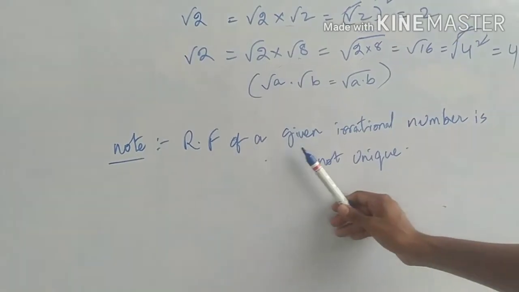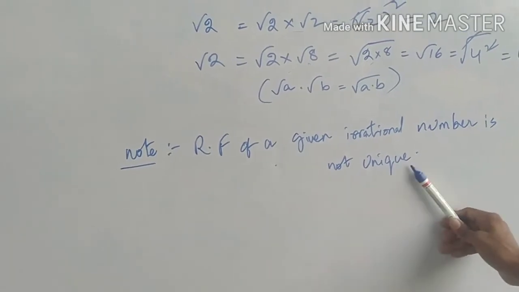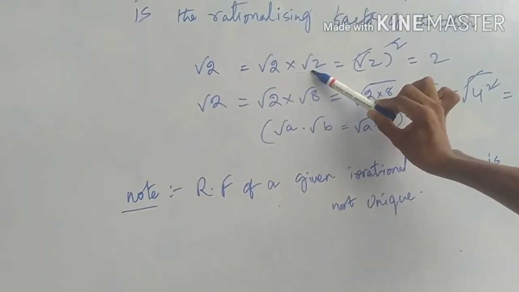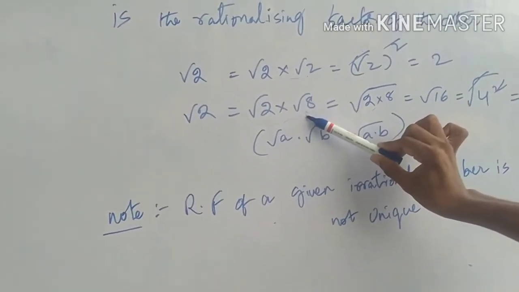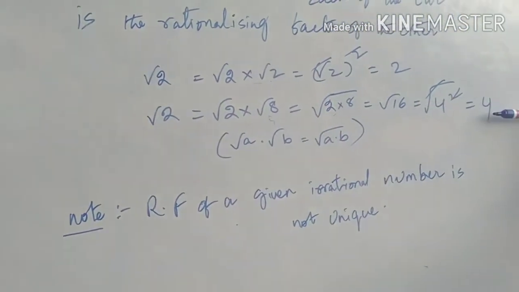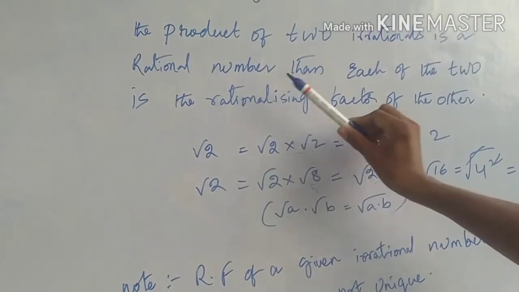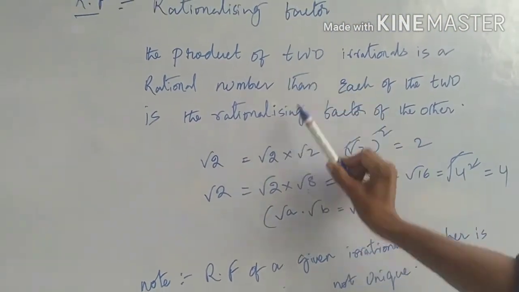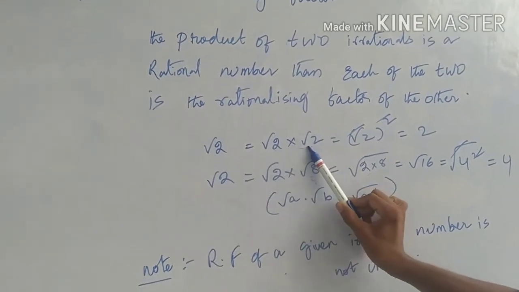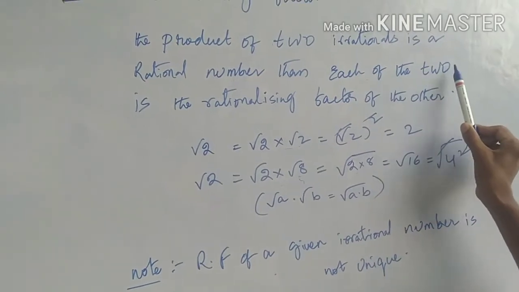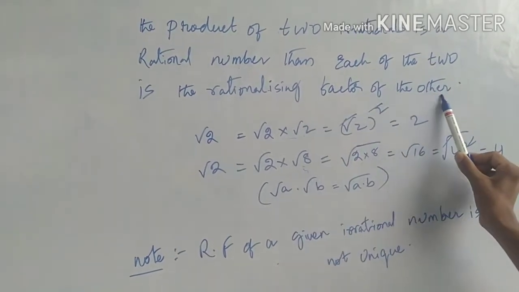The rationalizing factor of a given irrational number is not unique. Here the rationalizing factor is root 2, here root 8, but the result is a rational number. The product of two irrational numbers is a rational number. Then each of the two is the rationalizing factor of the other.